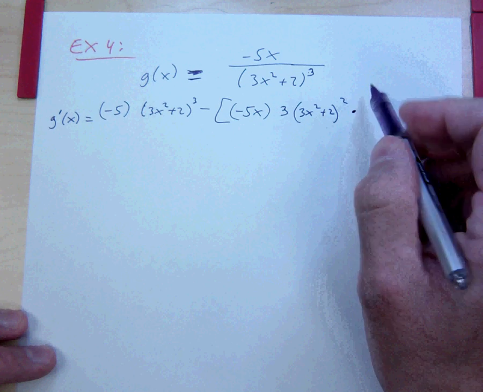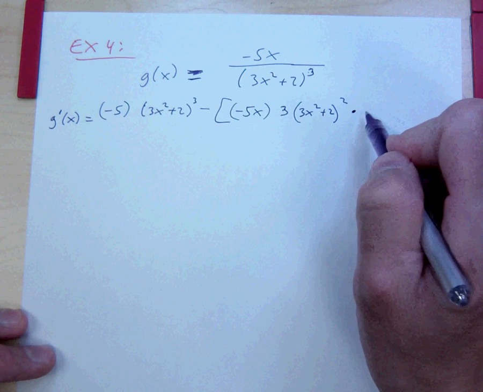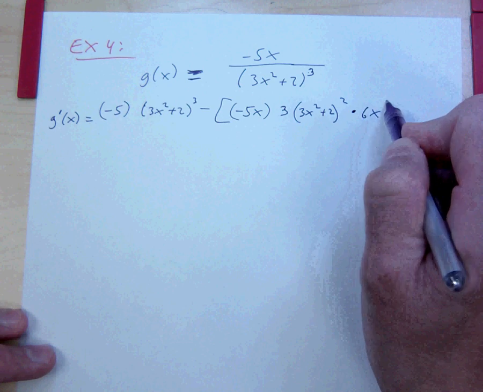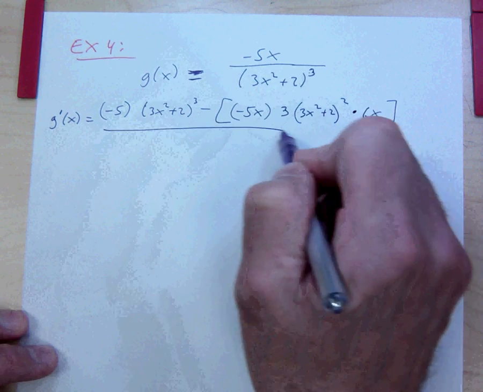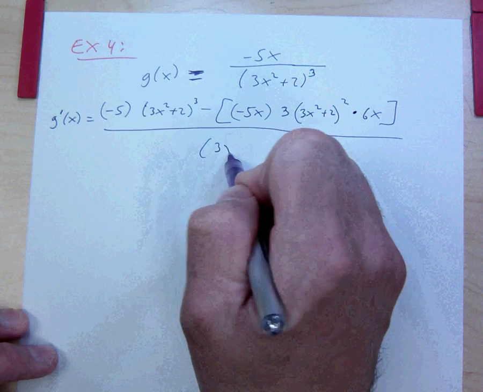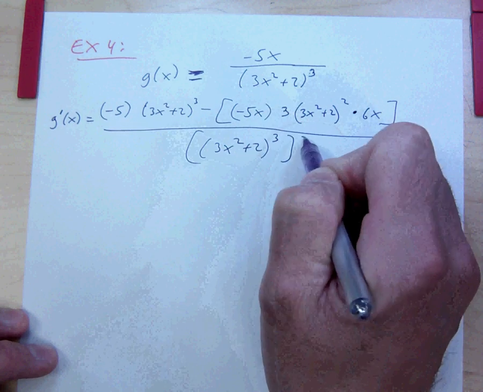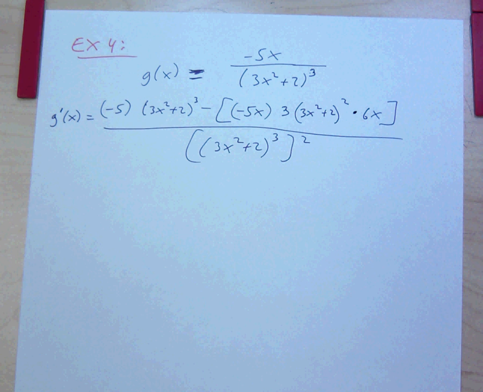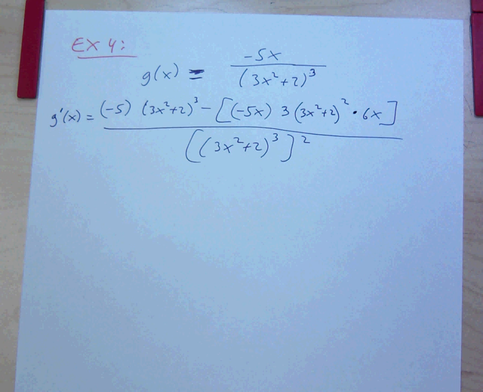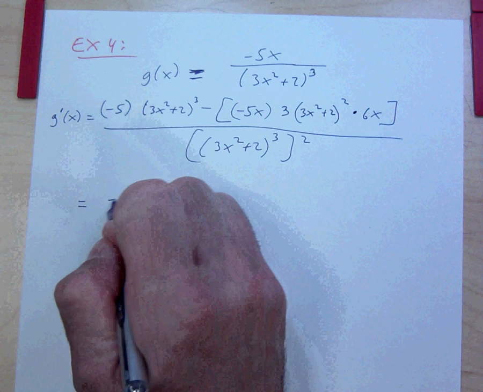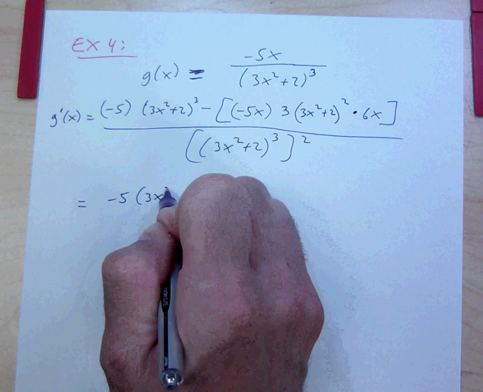So what's the derivative of the inside, guys? 6x, that's right. Okay. All right, and then don't forget, all over the second one squared to finish the quotient rule, correct? All right, now you got a mess to clean up, right? Huge mess. Okay, so here's what I'm going to do. I'm going to leave that alone for right now.